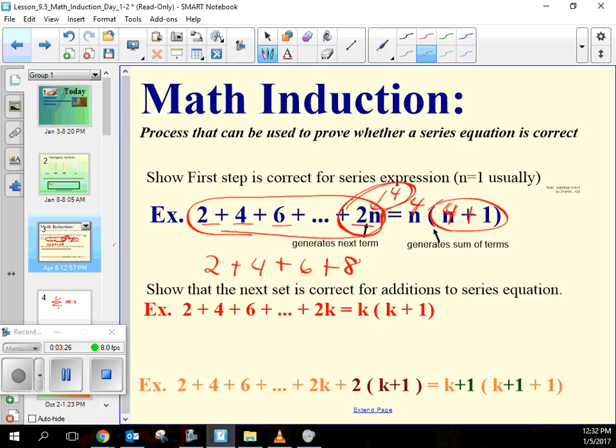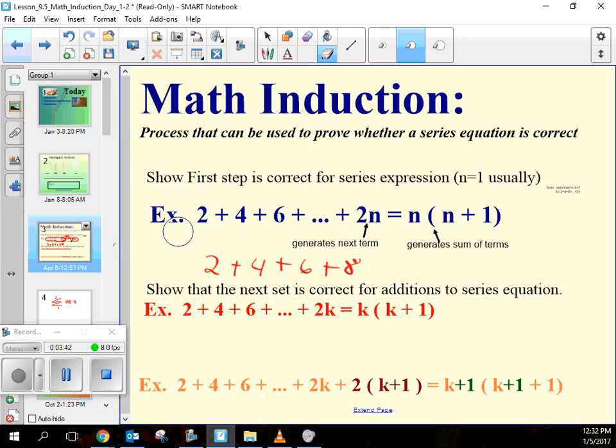I went overboard. I tested 2 spots. I tried 1 and I tried 4. So have I proved it? That's always going to work? No, I just proved it works with 1, and I proved it worked with 4. I didn't prove it works for everything. So that's where induction comes in. We've proved that it's true for 1. Now, I went overboard by proving 2 things. You don't have to do that. You just have to prove it's true for n equals 1.